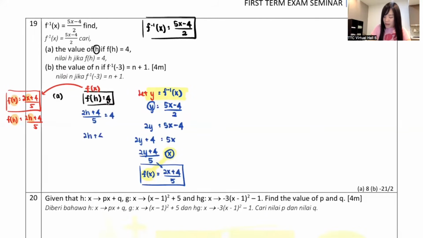Divide by 5, move it up, times 5. 4 times 5 is 20. Plus 4, move it over, minus 4, 16. Times 2, move it over, divide by 2, 8. My h answer is 8. So easy.